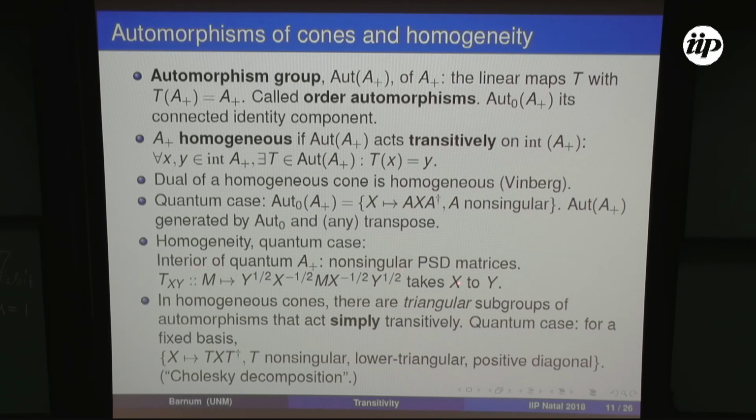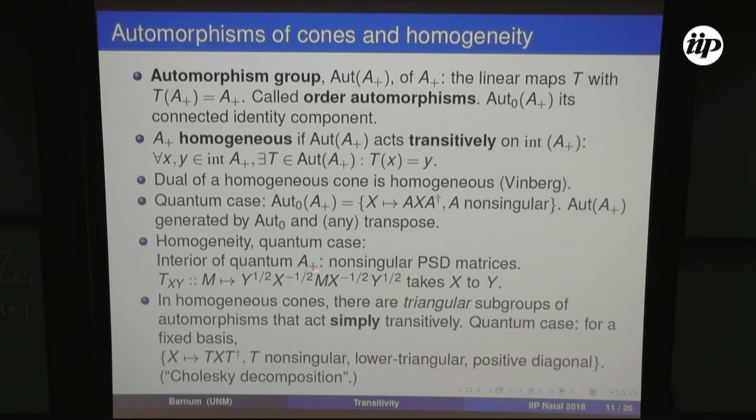So the interior of the quantum cone is the non-singular positive semi-definite matrices, i.e. the positive definite matrices. And this T_XY that takes a given matrix X to a matrix Y is just this map. It takes whatever matrix you put in, sandwiches it between X to the -1/2, which is positive semi-definite, so we don't need to take a dagger here, and sandwiches it between Y to the 1/2. Obviously, if you stick X in there, you get Y. So that's the proof that it's homogeneous.